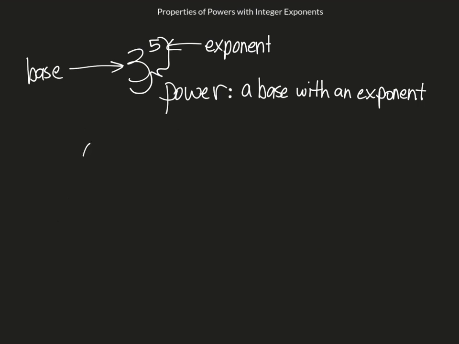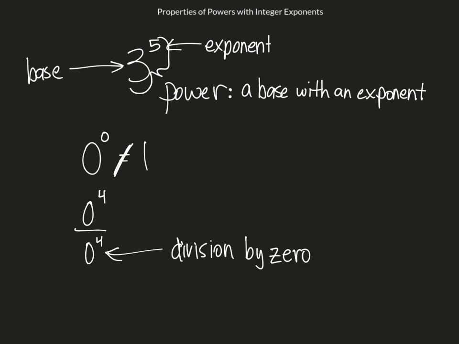Last thing I want to talk about is 0 to the 0 power. What do you think that is? Well, according to our rule, that would be 1, but it's not. Because that would mean that it was like 0 to the 4th over 0 to the 4th. And that, my friends, is division by 0. So just like with all things, division by 0, 0 to the 0 power is undefined.